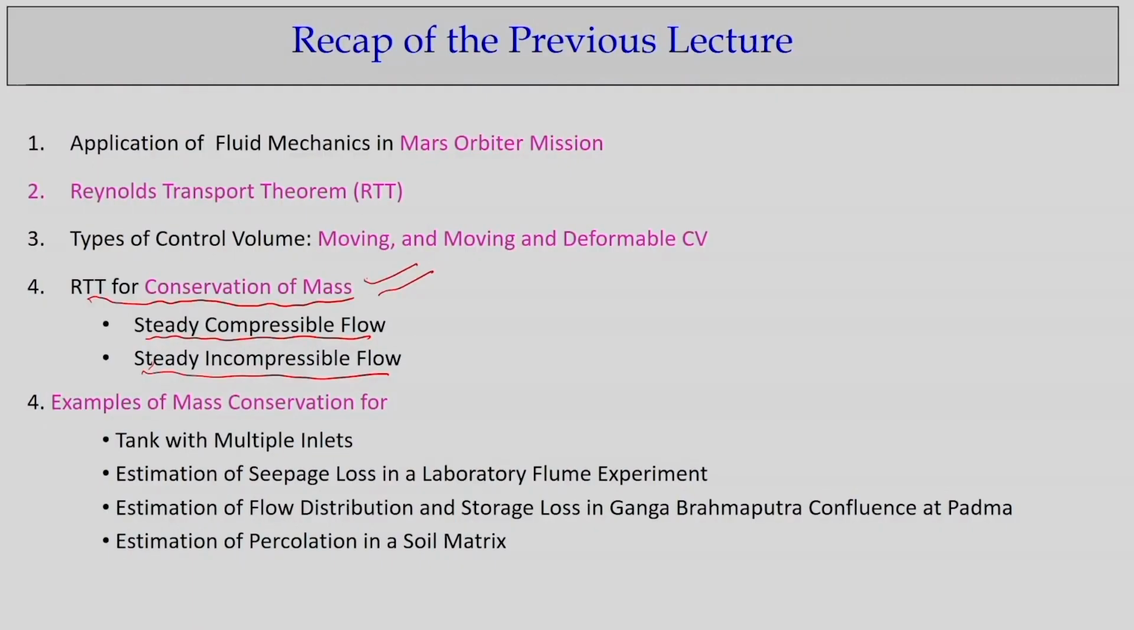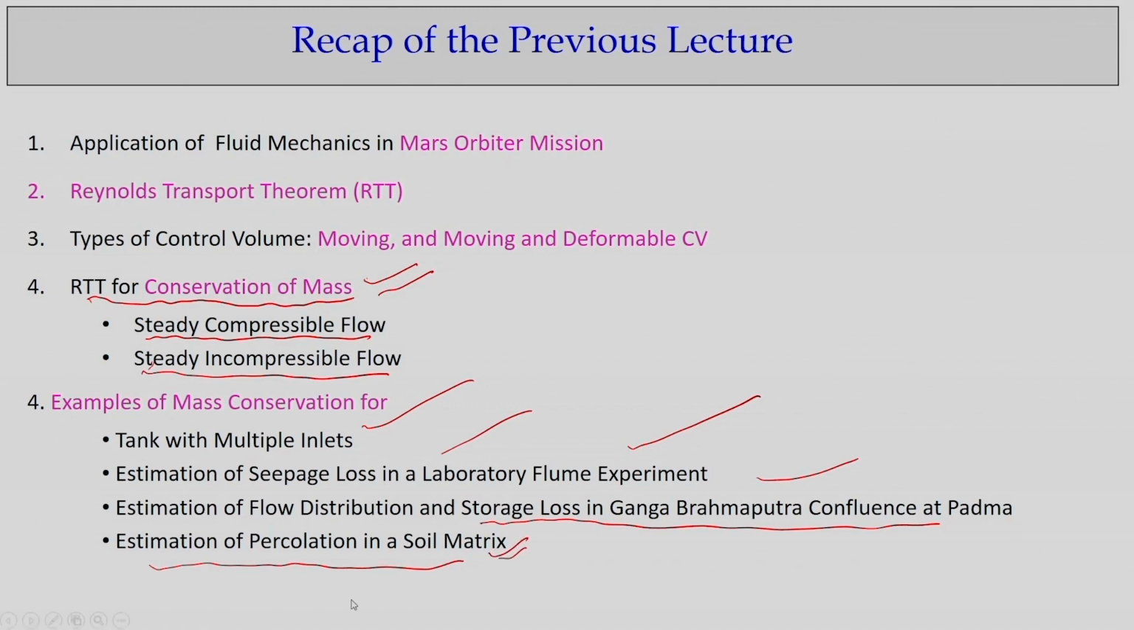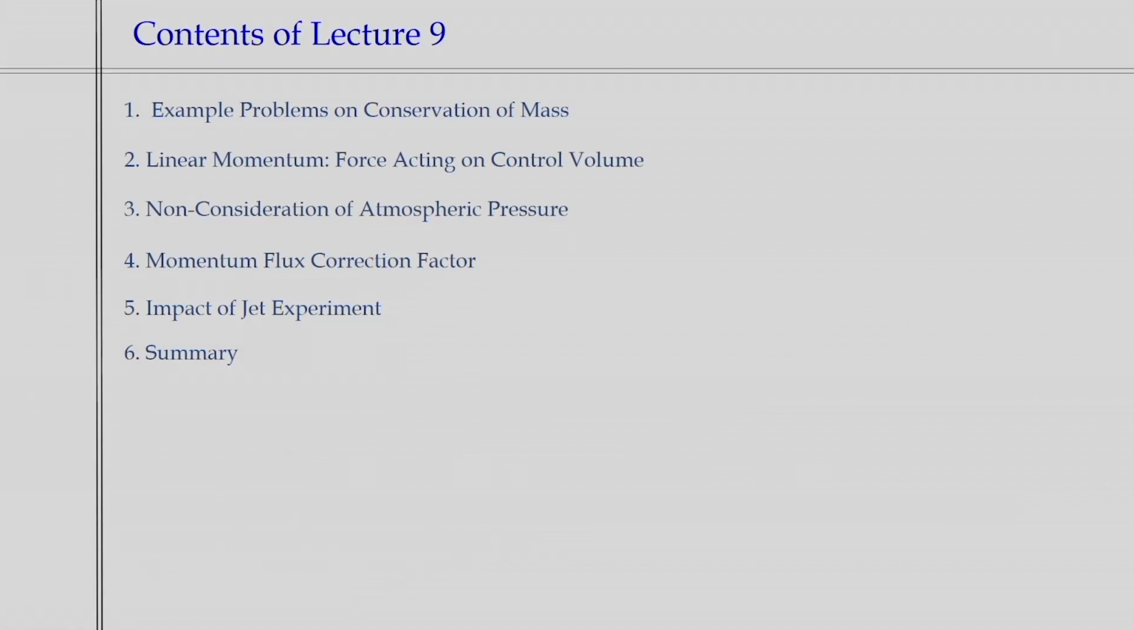As you remember, we had a lot of examples, starting with tanks with multiple inlets, the estimation of seepage losses in laboratory flumes, and the Ganga-Brahmaputra confluence at the Padma, where we applied the mass conservation equation. Then there was the estimation of percolation in a soil matrix. Today, I will repeat this equation and the problem.